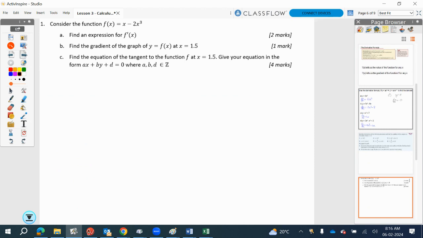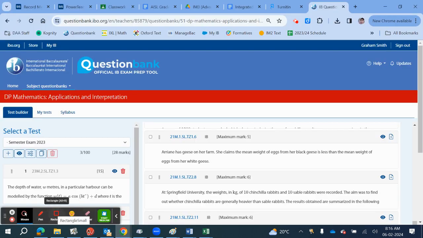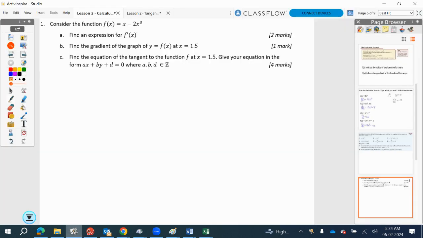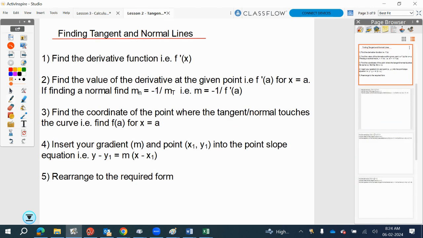Okay. We can skip to this. Oh, I remember this. Find an expression for... Let me pause a minute. Okay. Let's just remind ourselves of the steps for this type of question.